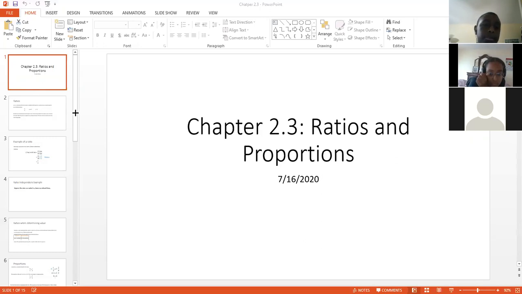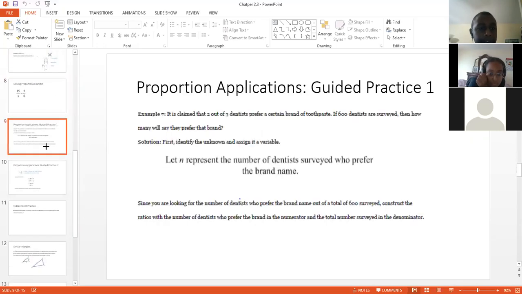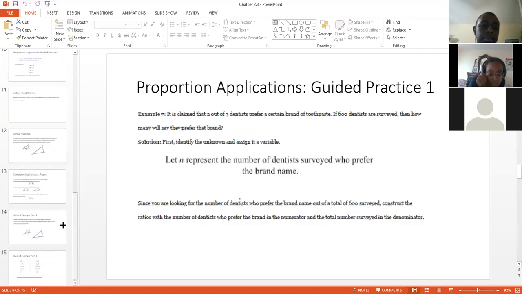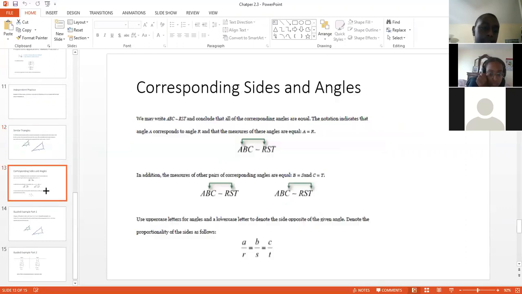I know the hardest part about ratios and proportions is not solving them, but some of the applications are a little bit difficult to set up, and the similar triangles. So this is important to know. Okay, if you don't have any questions, I'll move on.